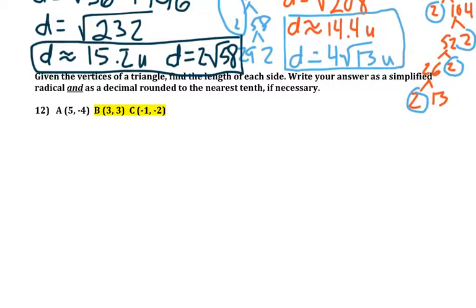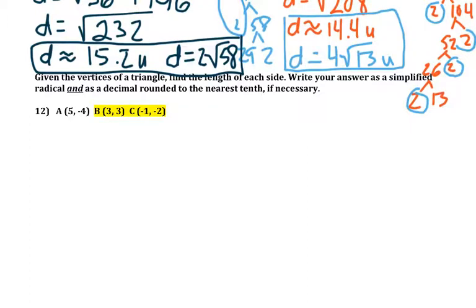Alright, number 12. Given the vertices of a triangle, find the length of each side. Write your answer as a simplified radical and as a decimal rounded to the nearest tenth, if necessary. Now, here, we've got to find every pair. So we're going to first find the distance from A to B. So I'm just going to do AB is equal to, and then we've got to do the others.